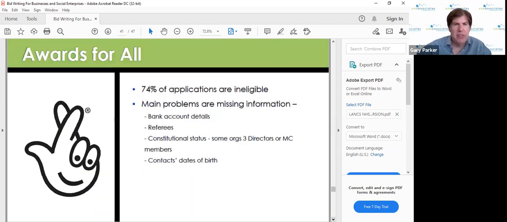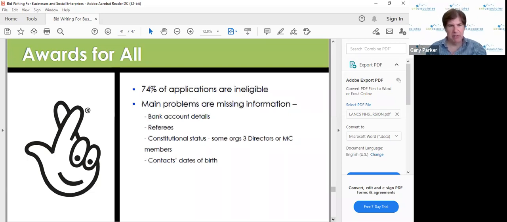Awards for All, again, this was a few years ago, but 74% of applications were ineligible. The main problems were missing bank account details, because this is not an inclusive process, like I said earlier, so they will throw it out or delay it. You have to provide referees in some cases, although now you just have to have two either board members or a range of other leading members, like, for example, directors of a company. And usually with company directors, you're talking about at least 3. And indeed for a charity or non-profit making group as well, it's 3 as well.